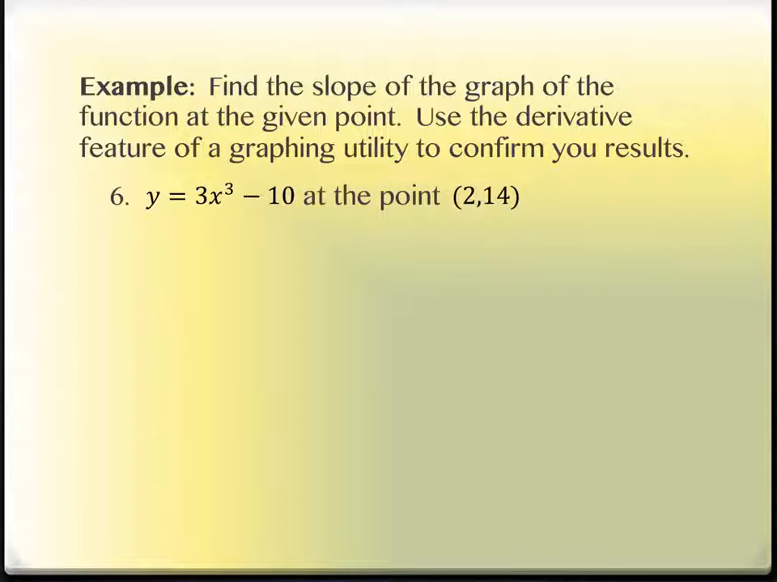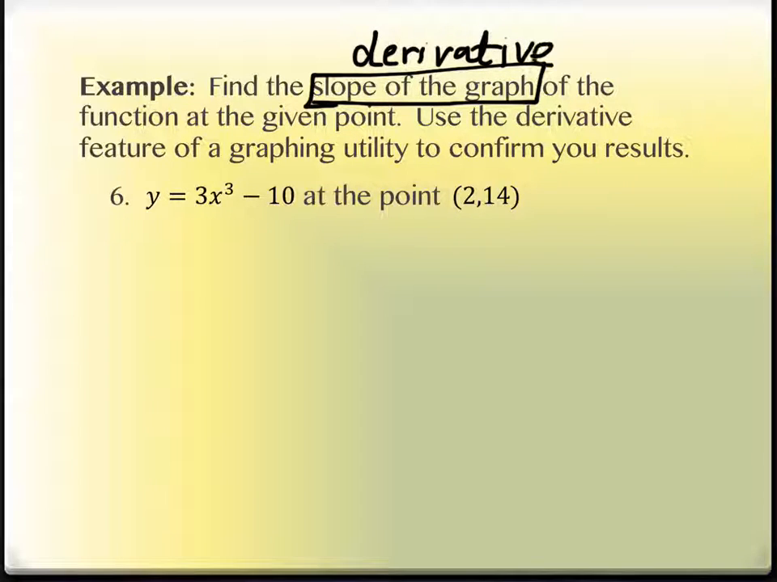All right, so here's one of the things I was talking about. This is a variation of what the other questions have asked so far. It says to find the slope of the graph. What does slope of the graph mean? Derivative. So when we see the phrase slope of the graph, it should trigger the word derivative in our minds. So find the derivative, but it says at the given point.